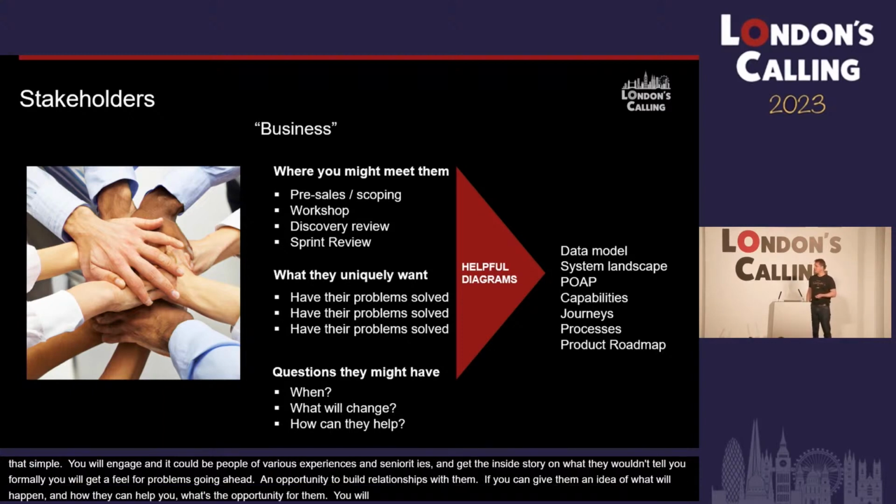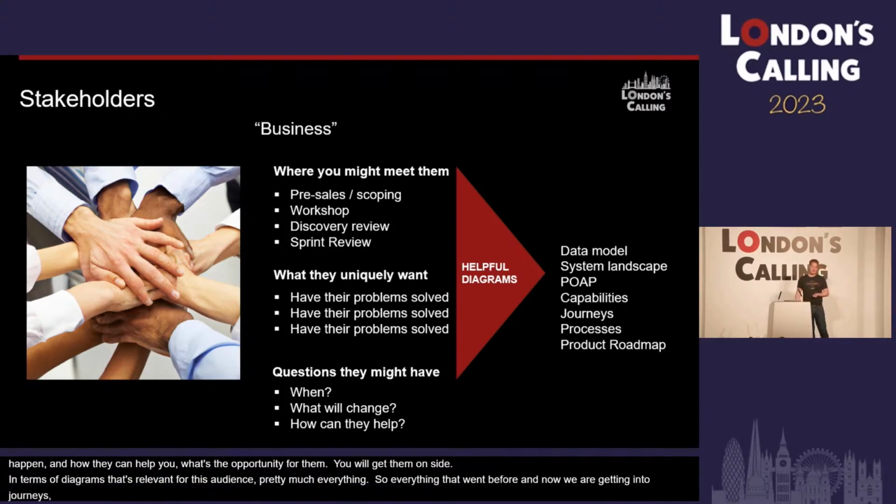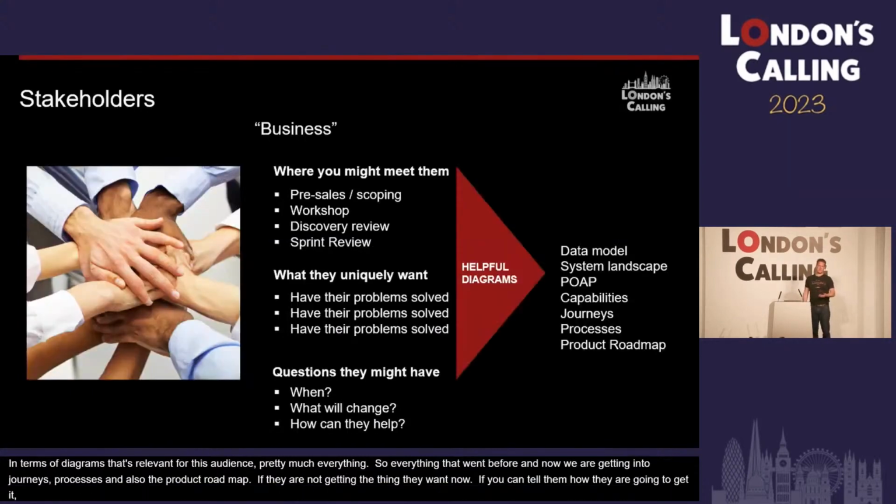In terms of diagrams that's relevant for this audience, pretty much everything. So everything that went before, but also now we're getting into journeys, processes, and also the product roadmap. So if they're not getting the thing that they want now, if you can tell them when they are going to get it, again, that's going to help them not become noisy, stay on side with you, and accept they're going to wait for the next release for their feature. And hopefully that's not the dreaded phase 2 that never happens.